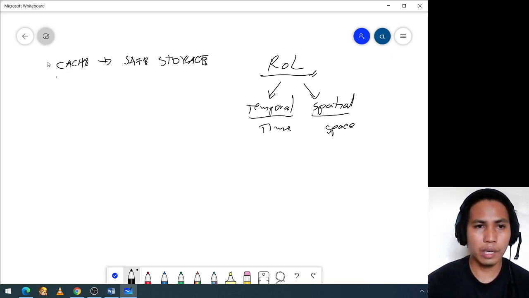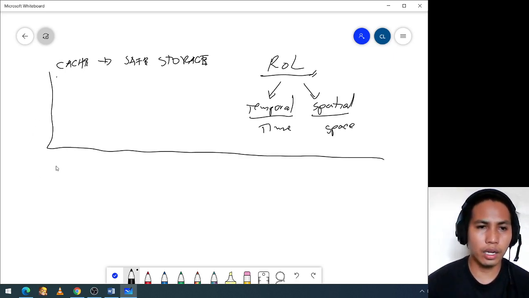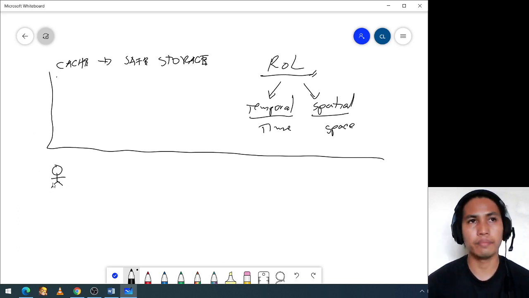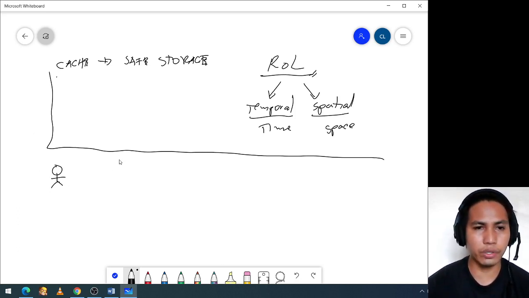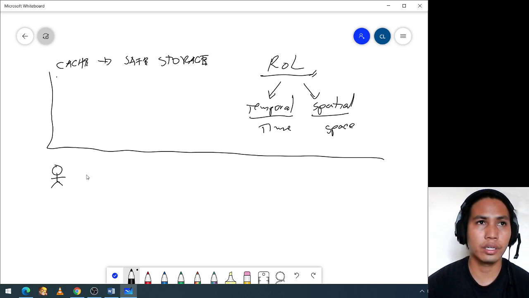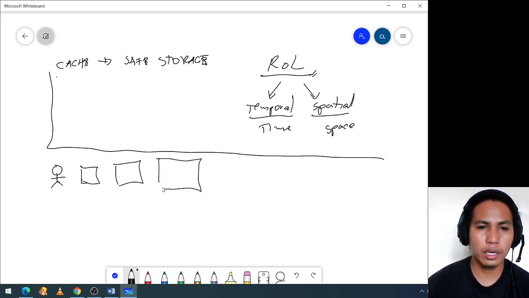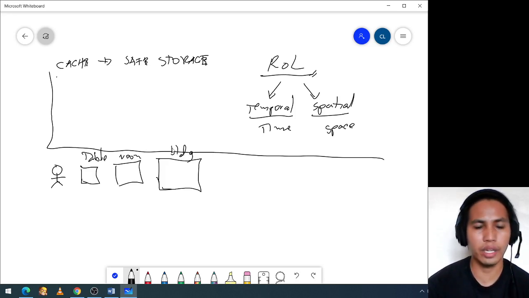Sir, hindi pa rin po namin gets ang cache. Ganito po yan. Imagine a certain person needed to fetch a certain object. Imagine, we have a table near the person, a room, and then another building. Okay? So this is a table, a room, and building.